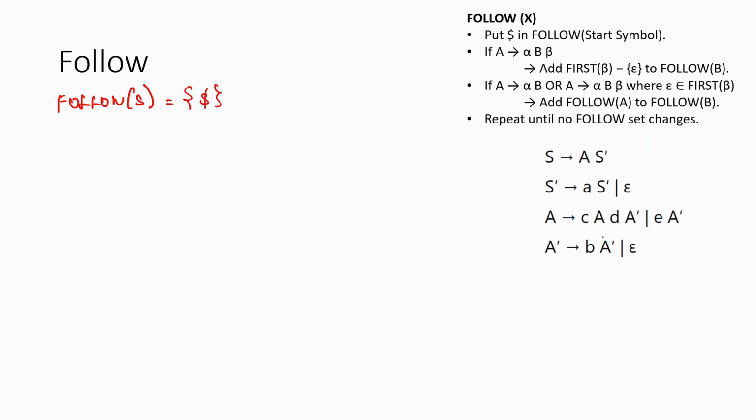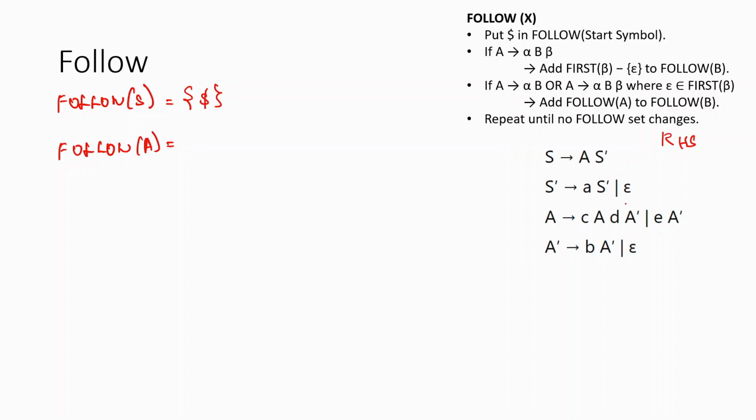Now I am going to check in the right hand side of the productions whether any production has S in the production rule. So there is no S, so I don't have any follow for S on the right hand side. Now I am going to use the follow of A.